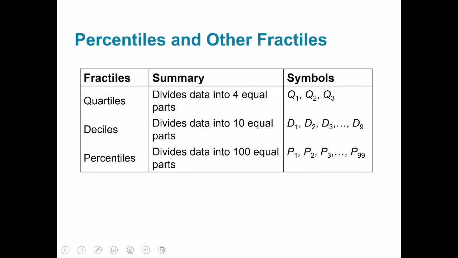So the other types of fractiles that exist: deciles divide our data set into 10 equal parts, and percentiles divide the data set into 100 equal parts. So percentiles you're probably familiar with.